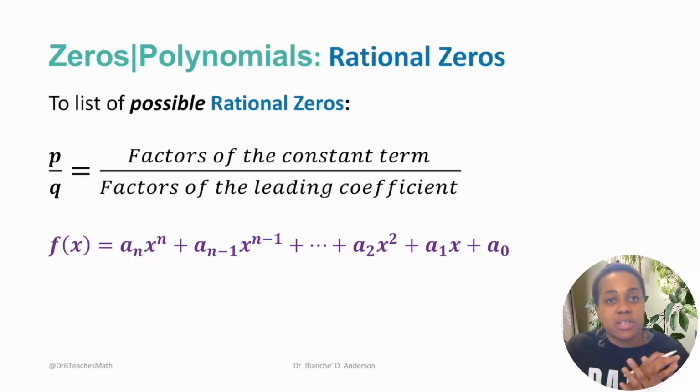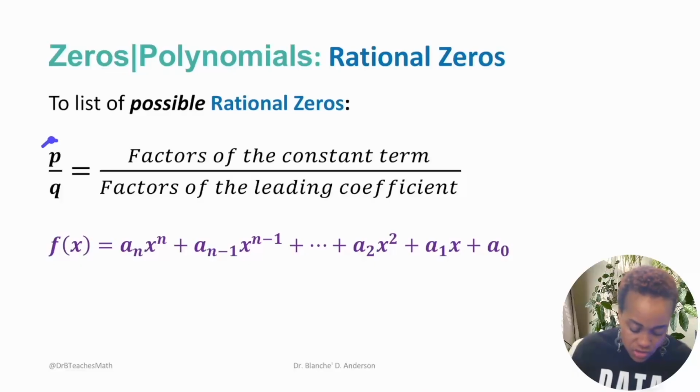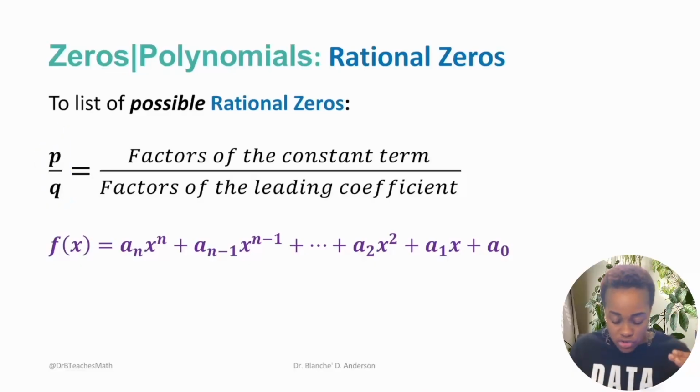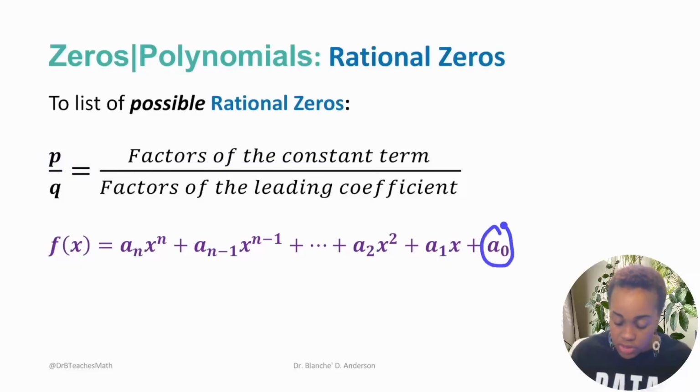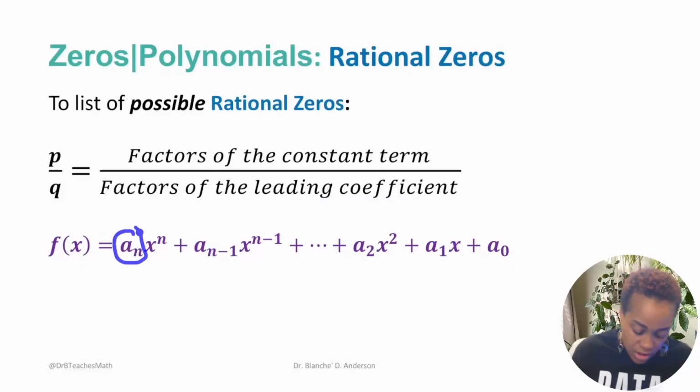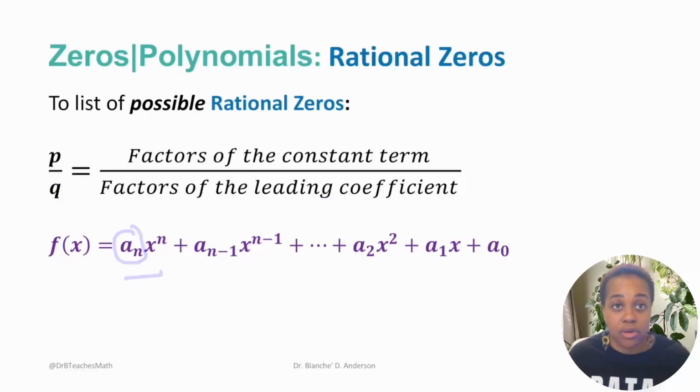Next page. So to list all the possible rational zeros, not irrational zeros, not imaginary zeros, but rational zeros, they just use this to represent what you're doing. The top, P, is the factors of the constant term, and the Q is the factors of the leading coefficient, which is the coefficient tied to the leading term, okay? And this is division.